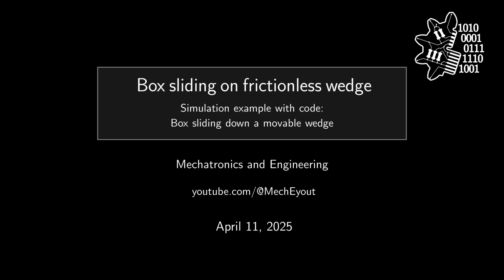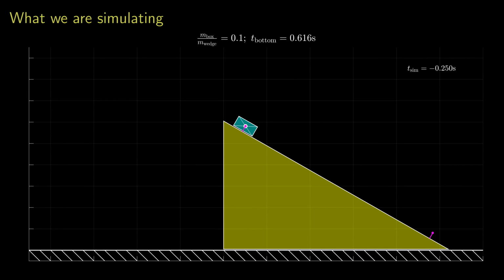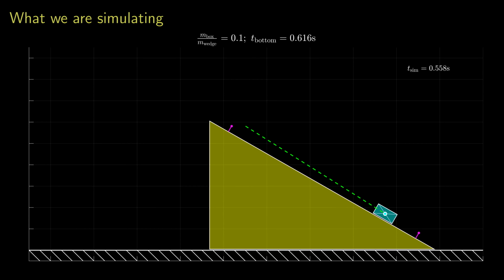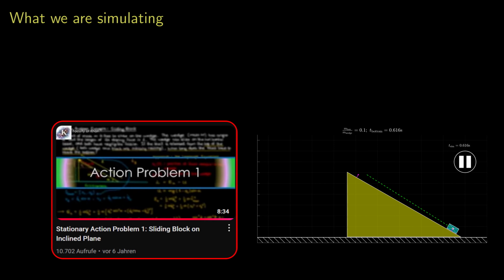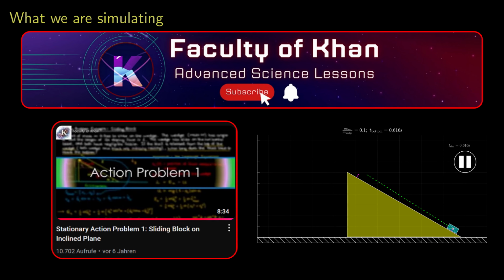So, I was browsing YouTube myself and came across this example here. We have a wedge and a block on top of it. There is no friction between the ground and wedge and also between the wedge and the box. In his video, the creator Faculty of Khan shows how to formulate the system equations for this sliding block example and then solves them analytically to figure out when the box hits the bottom of the ramp.